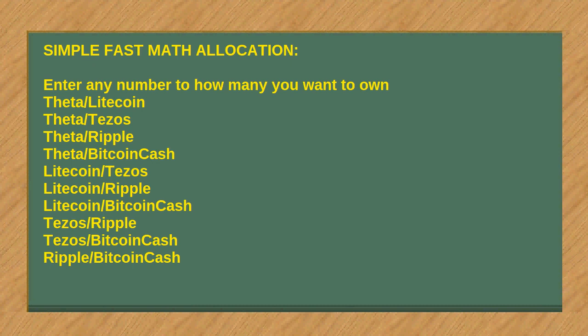And let's take a look now at how many you want to allocate into each one. And I have a few crossings below. And enter any number of how many you would want to own. We'll get into that in a little bit.